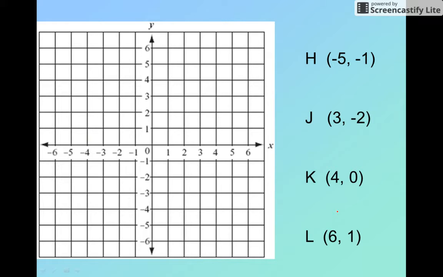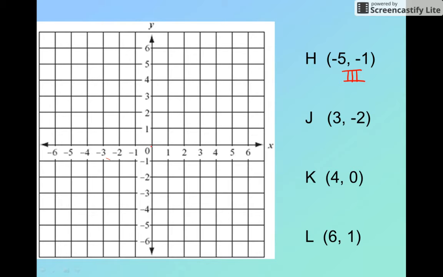This time we're given a list of ordered pairs, and we need to plot those points. So we're going to look at point H first. We have -5, -1. We always start at our origin. So I'm going to go to my origin. I've got a negative, so I know it's going to be in quadrant 3. It's going to be somewhere over here.